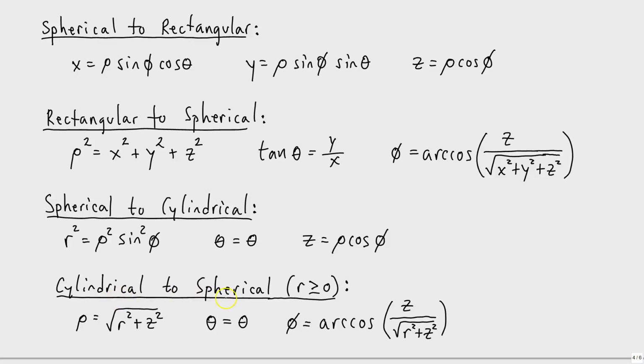Say you want to go cylindrical to spherical, keeping r positive. Rho would be the principal square root of r squared plus z squared. The angle theta stays the same, and phi would be inverse cosine of z over the principal square root of r squared plus z squared. Again, the angles are multi-valued. So it kind of depends on where you want to go, now that we have 3 different ways to represent a point in 3 dimensions.